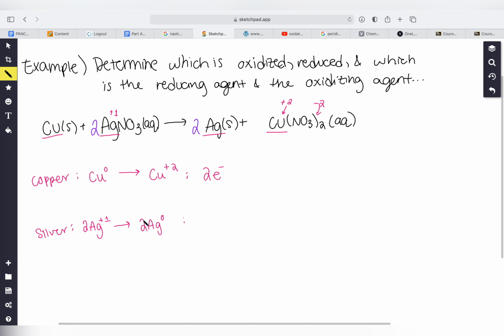And then silver here has gained 2 electrons because you would multiply these 2 together. So you have +2, and in order to go from +2 to 0, you have to, let me write here, lost 2 electrons, and then here we gain 2 electrons. Right. So now we have to think about our little acronym, right? So we have LEO says GER.